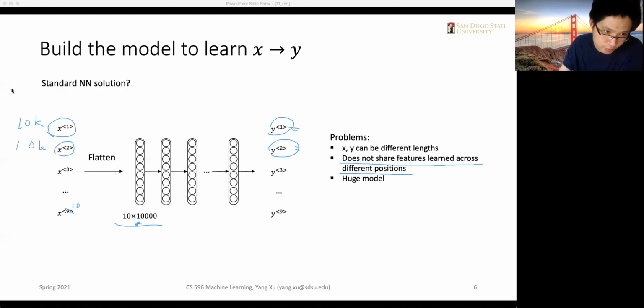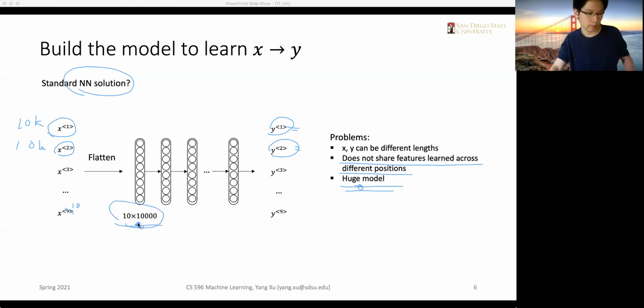The regular neural network doesn't provide such a mechanism of using the previous time step to predict the next time step. Not to mention the huge model issue. If we're going to use that many parameters, that will be a problem.